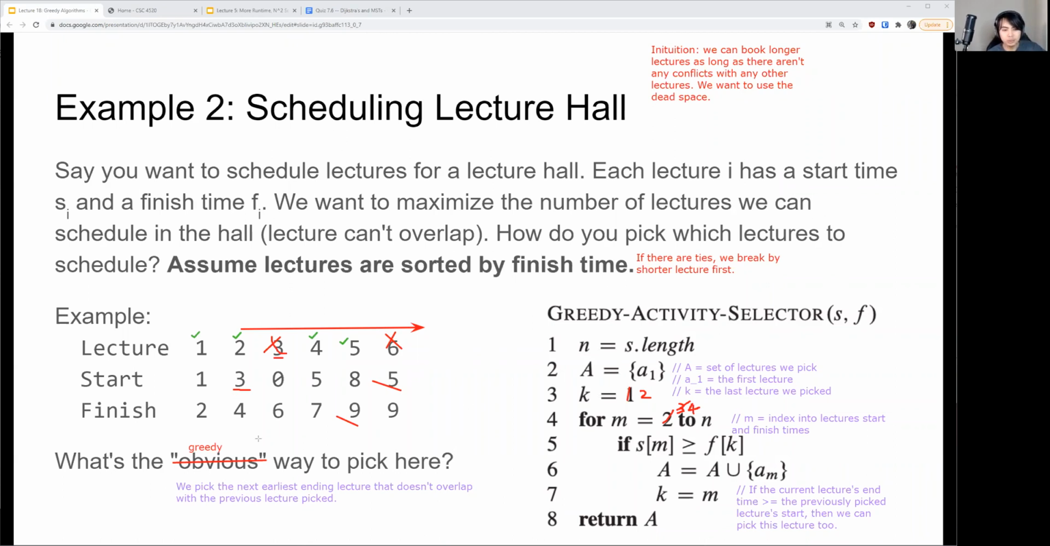Here we go. Someone asked, what if we swapped lecture 2 and 5? That's impossible because we assume all lectures are sorted by finish time. This is going to be a big deal, right?